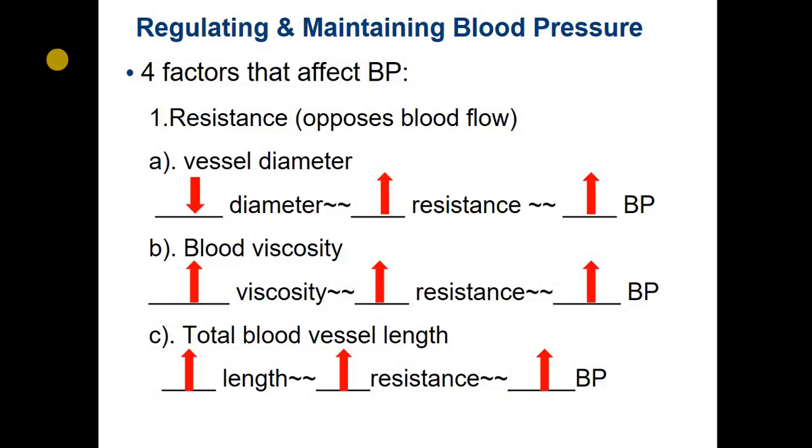Blood viscosity. If you increase the viscosity, or the thickness or stickiness of it, you increase the resistance, and this will also increase the blood pressure. When you think about the length of the vessel, if I increase the length that I have to travel, like the systemic circulation, this will increase the resistance, and that will increase blood pressure. So you can see if you increase the resistance, you can increase blood pressure. This is not blood flow, this is blood pressure.